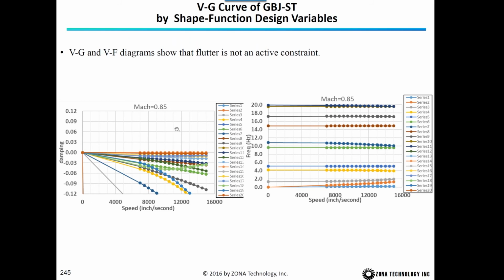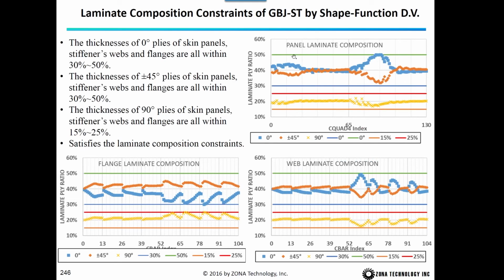And we look at the VG and VF diagram, which shows the flutter is not an active constraint. And we check the laminate composition constraint, and this is on the wing skin, and this is the 0 degrees ply. And this is the plus and minus 45 degrees ply. You can see that it is within 30 and 50%. And this is the 90 degrees ply, so the thickness is within 15 to 25%. So they satisfy the laminate composition constraint.